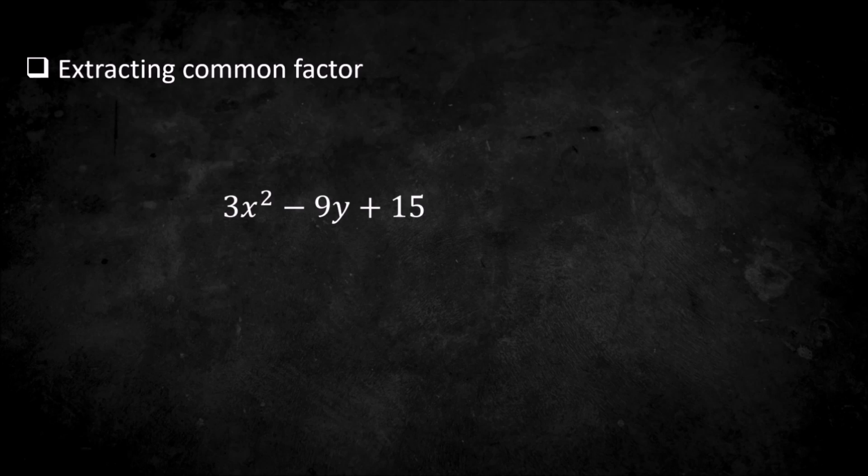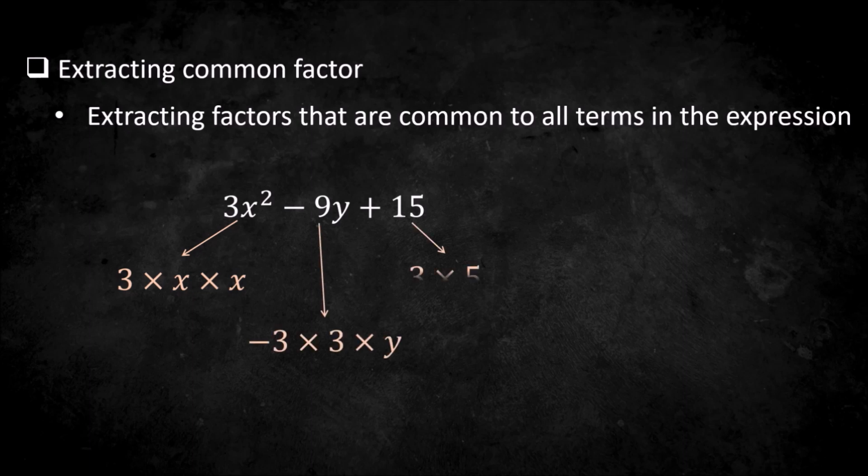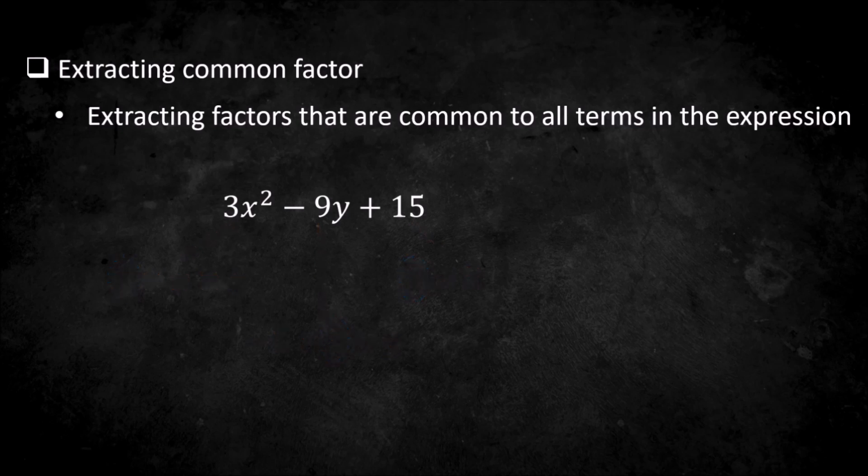As the name suggests, we will extract factors that are common to all the terms. Using the expression, 3x squared minus 9y plus 15 as an example. Start by identifying the factors for each of the terms. Next, identify the factors that are common to all. That factor is 3. The factorized form is the product of that common factor, 3, and the remaining terms divided by 3.